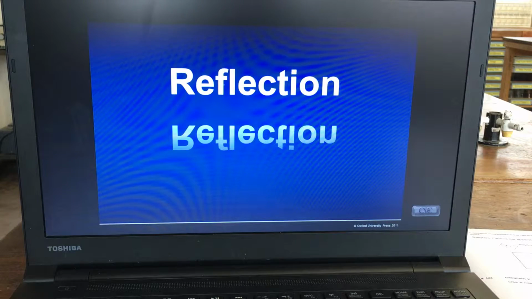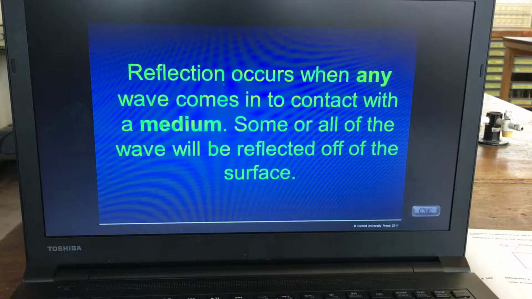So you might think you know what this is from just basic science, but you need to know some rules about it. It occurs when any wave that isn't just light comes into contact with a medium. Okay, so that's any surface basically. Some of the wave or all of it will be reflected off of that surface depending on what the surface is.